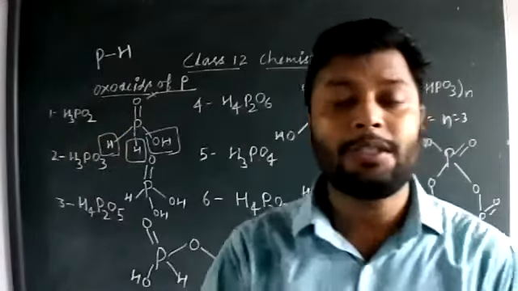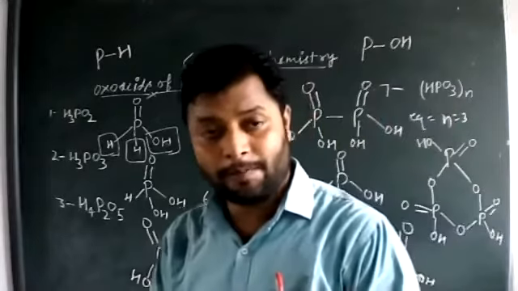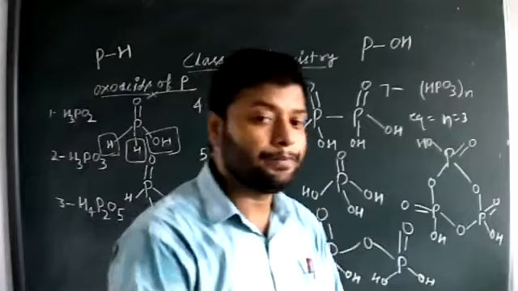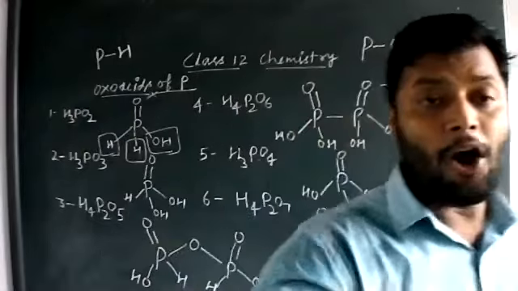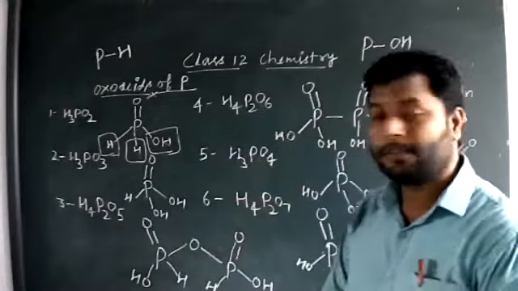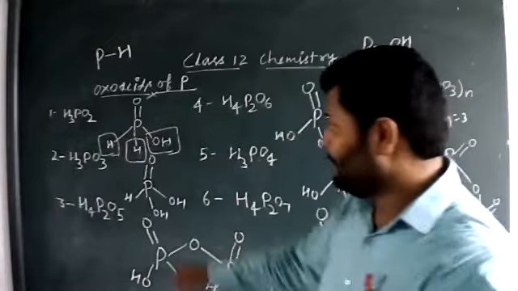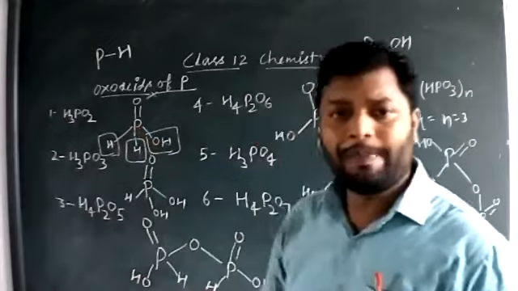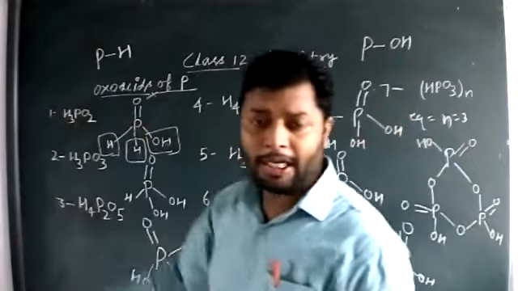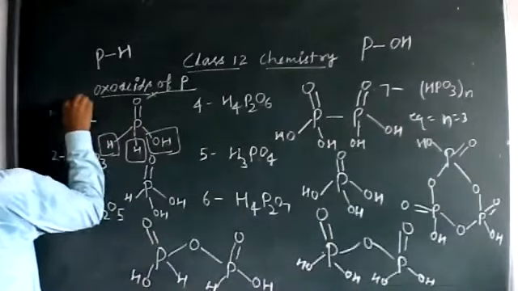This is all about the different oxidation states of phosphorus. Let's discuss one of the sections given here, called oxidation number. The oxidation number in the case of H3PO2, you can calculate, will be +1.